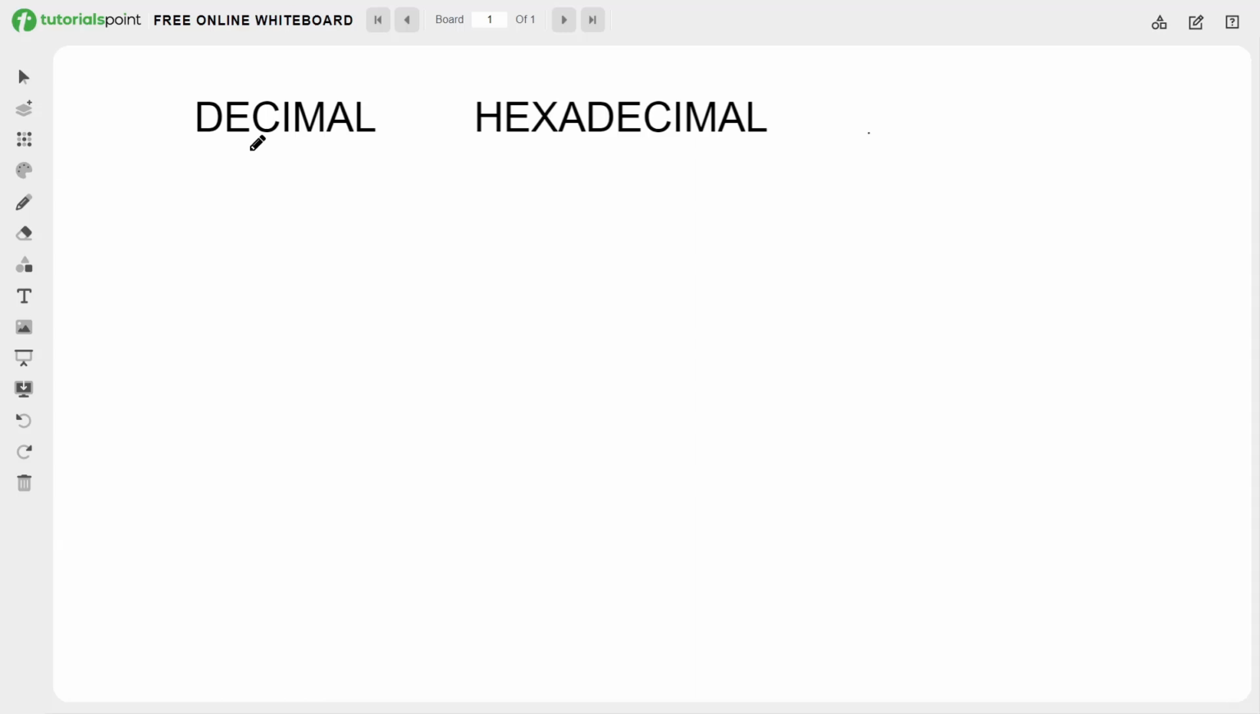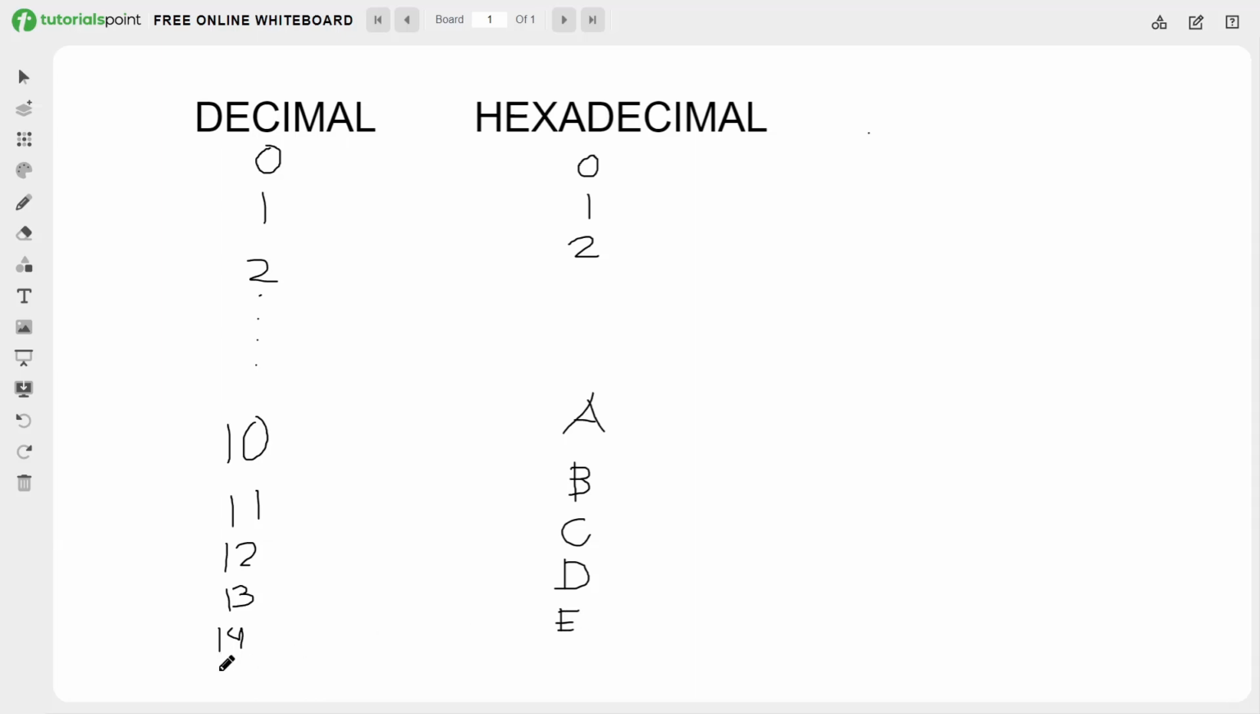Before we proceed on the conversion part of decimal numbers into hexadecimal numbers, we have to take note that 0 is equivalent to the hexadecimal number 0. 1 is 1, 2 is 2, and so on until we reach the number 10, which is equivalent to the hexadecimal A. 11 is equivalent to B. 12 is equivalent to C. 13 corresponds to D. 14 corresponds to E. And 15 corresponds to F.